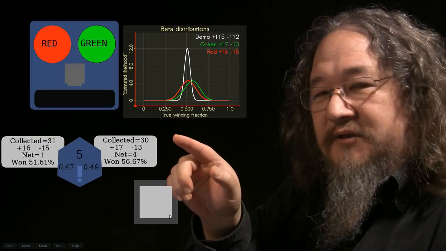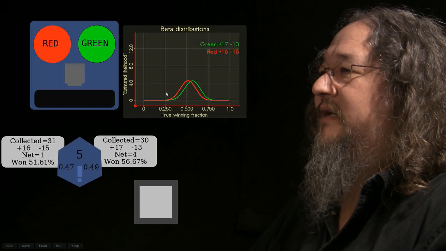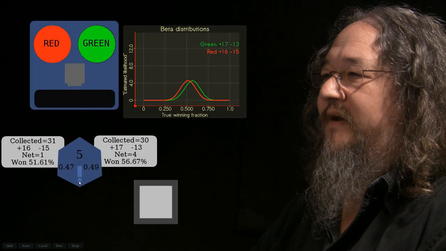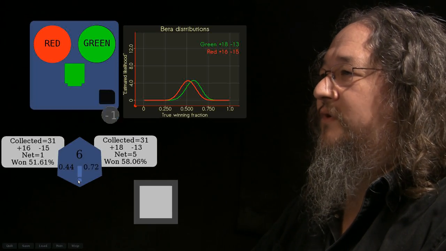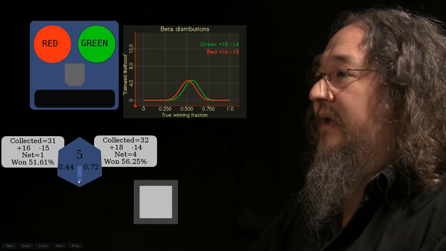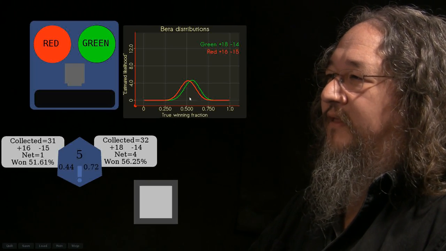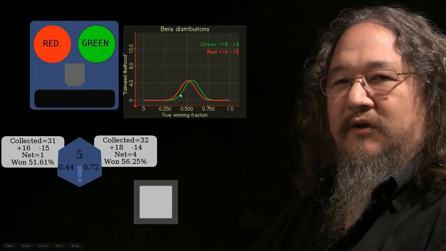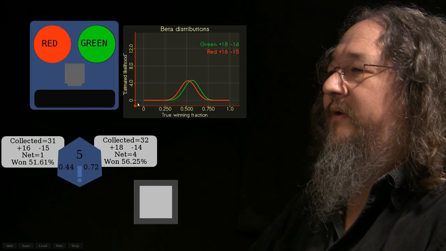So what this guy is doing is he's got those two curves. Let's get rid of the white guy here. He's got the two curves for the data that he's seen, and every time he makes a choice, the curve that gets more data gets updated. And what he does is he throws a random number weighted by the green curve, and then throws a random number weighted by the red curve, and whichever one comes out higher, he picks that. So let's let it run.